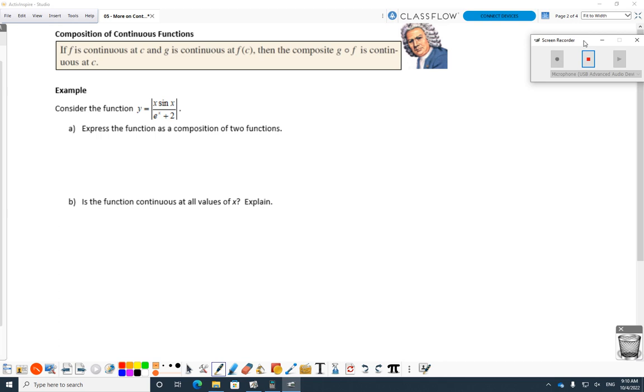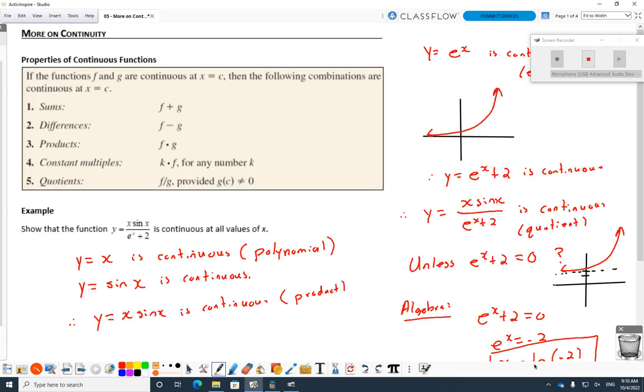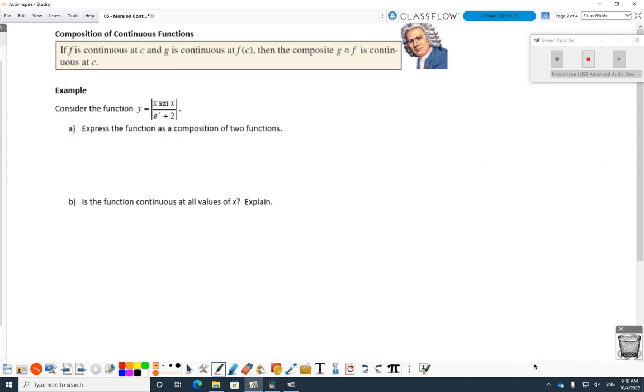x sine x over e to the x plus 2. On purpose, on the second example, I'm using the first one right in there. So here's composition, taught a different way than last year. So maybe if it wasn't clear what composition is, now it will be clear. So I'm going to let g at x equal x sine x over e to the x plus 2. See, I've let g at x equal the inside part of this.